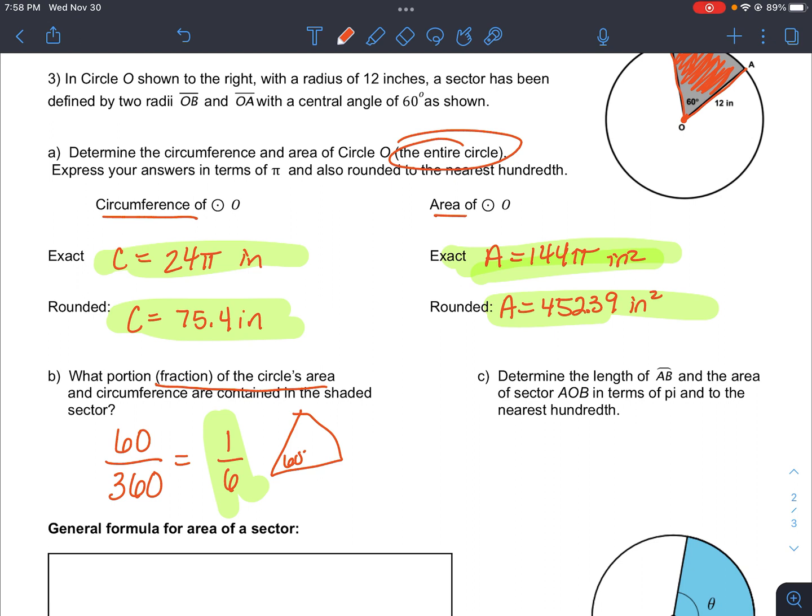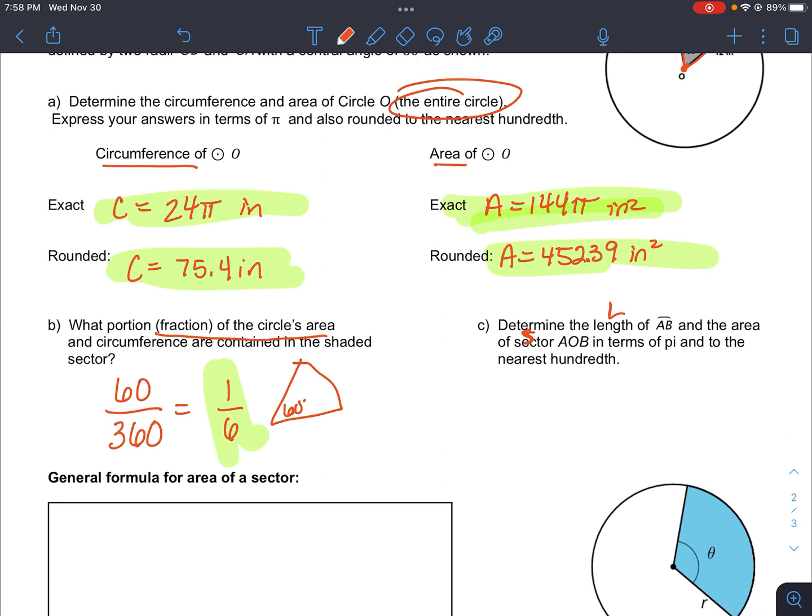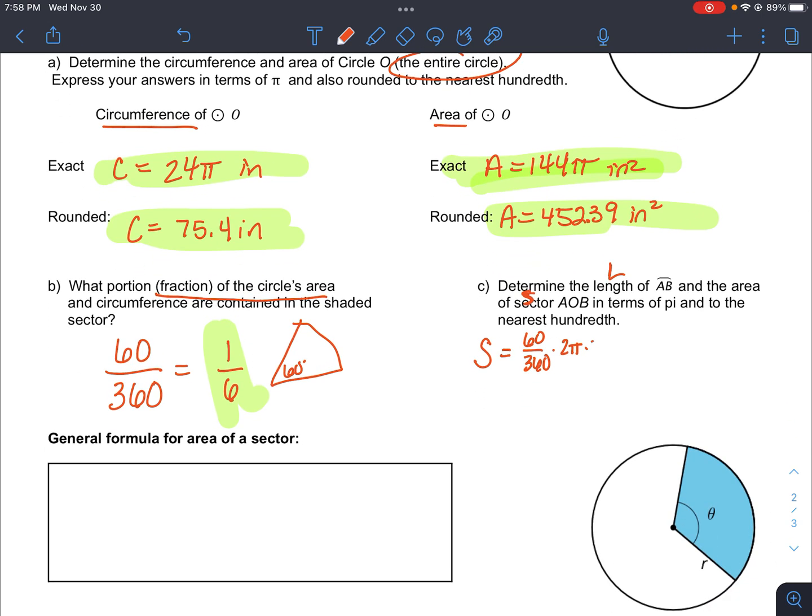Okay, so using all these different pieces of information, determine the length and the sector in terms of pi and to the nearest hundredth. Okay, so I'm just focused on this little wedge now. So for the sector, I'm going to use this. I have 60 degrees out of the 360 times 2 pi r. Was it 12? Which you already did up above, is 24. And the arc length, I'm also writing down. The fraction I have is this.